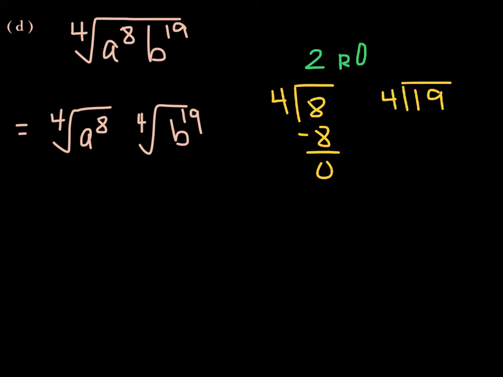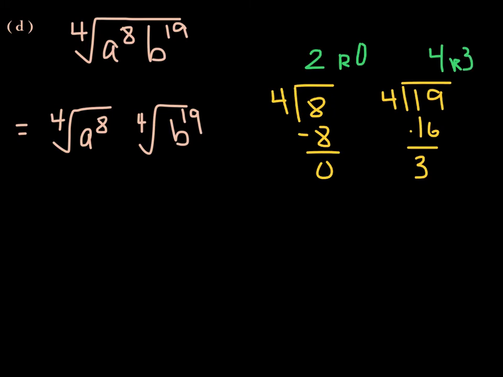All right, 4 goes into 19 4 times. 4 times 4, of course, is 16. So then you have a remainder of 3. I wonder if I can fit that in there. Remainder of 3. Okay, so here we go.